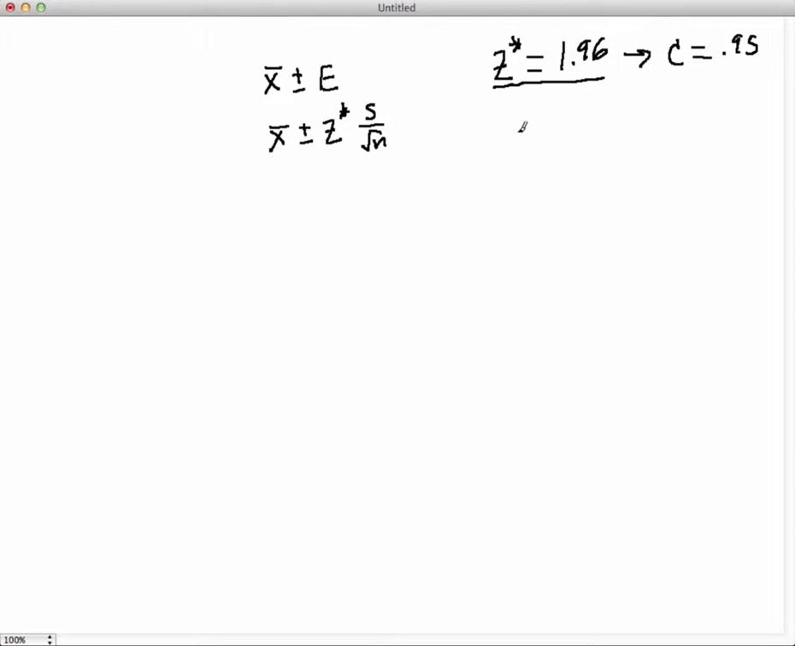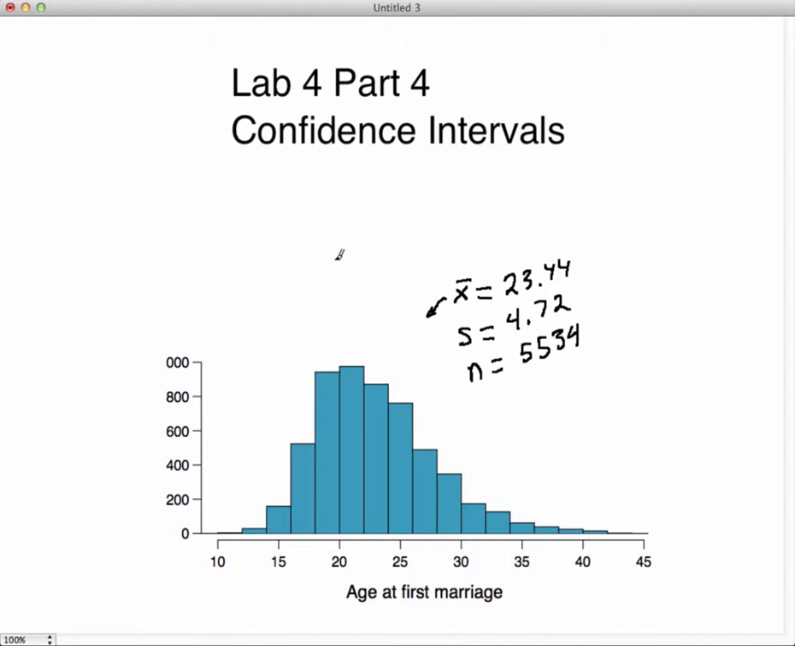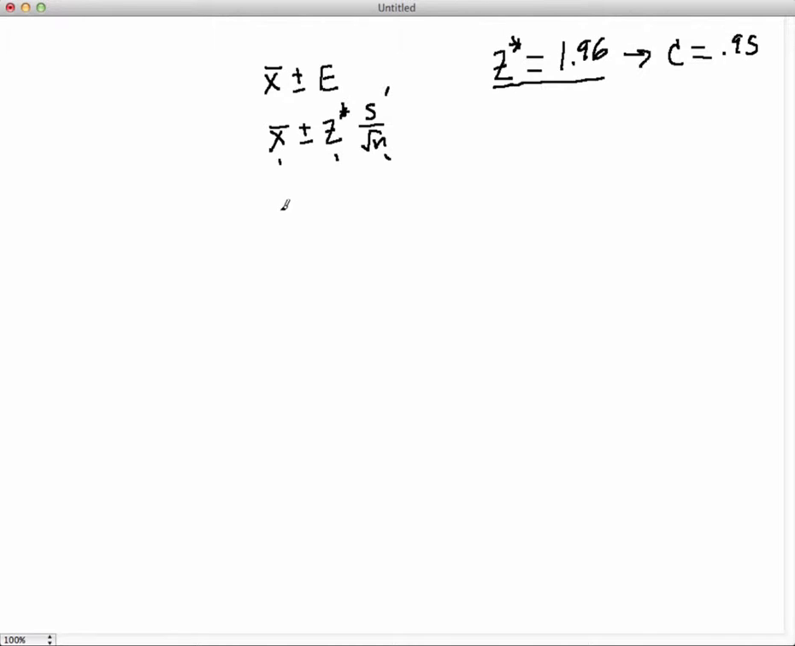And then we also have the other three numbers that we need. Notice that we have X bar, we have S, and we have N. And so we have all of the numbers that we need to be able to create the confidence interval here. Okay, so let's go back for just a moment to our previous slide here. So we see X bar was 23.44.